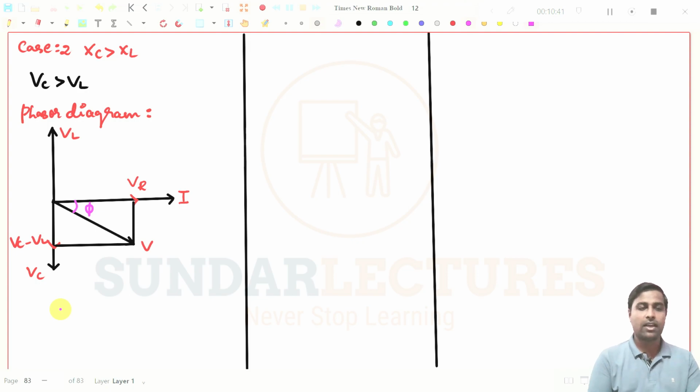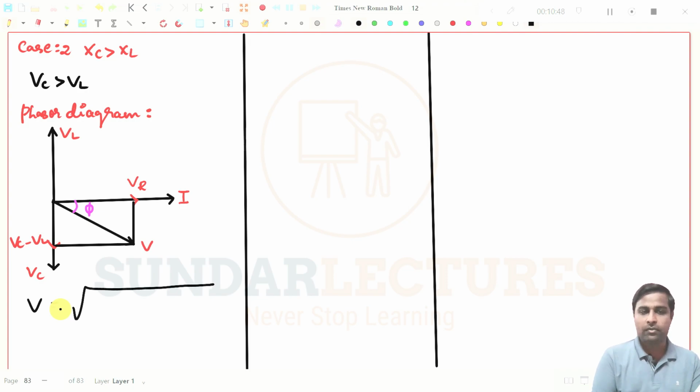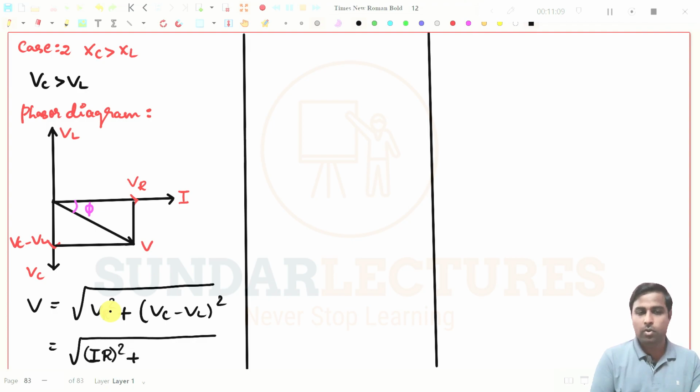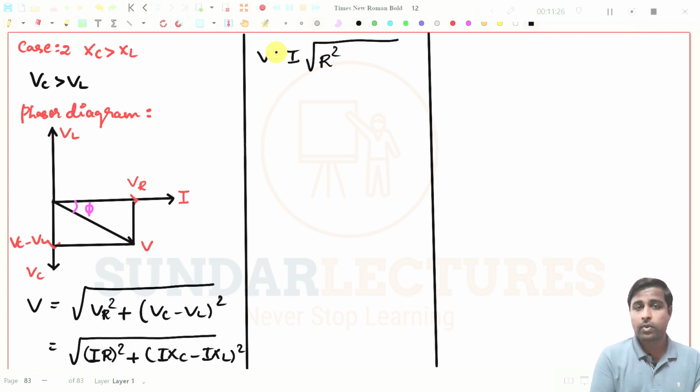We can go for the Pythagoras theorem and we will write the expression for V. Total V can be written as square root of VR square plus, in this case, VC minus VL whole square. Further, we can substitute the values of VR, that means I into R, the whole square plus I into XC minus I into XL the whole square. If you take I outside commonly, you will get V is equal to I into square root of R square plus XC minus XL the whole square.